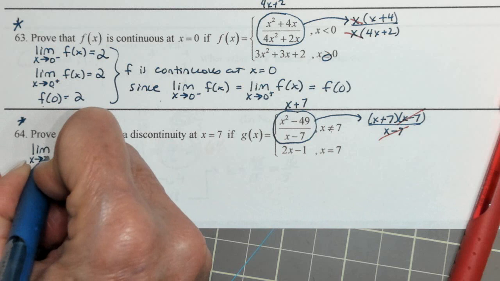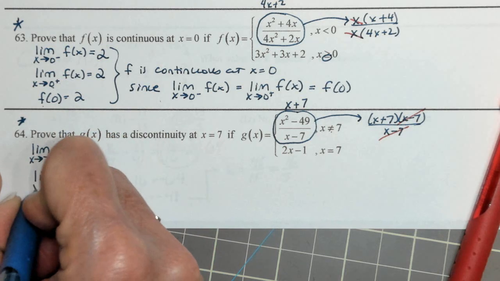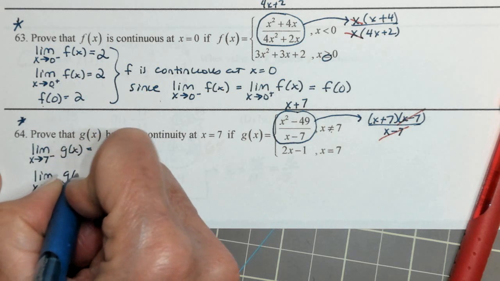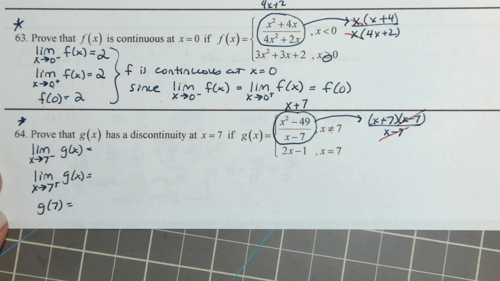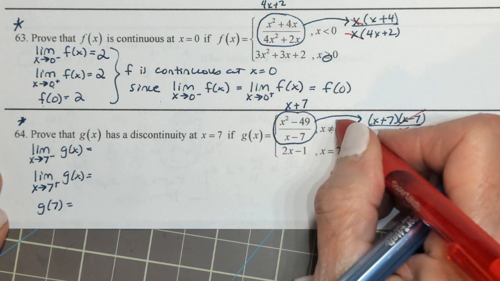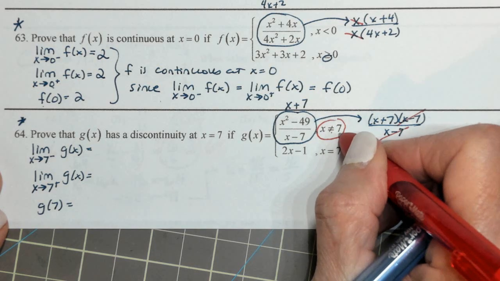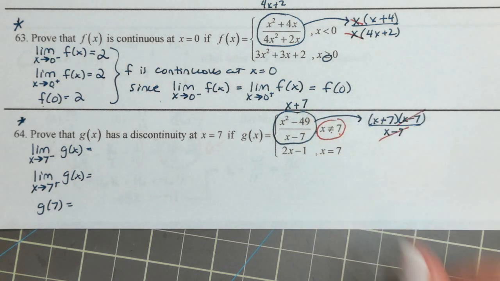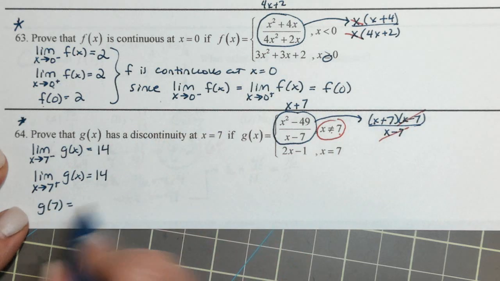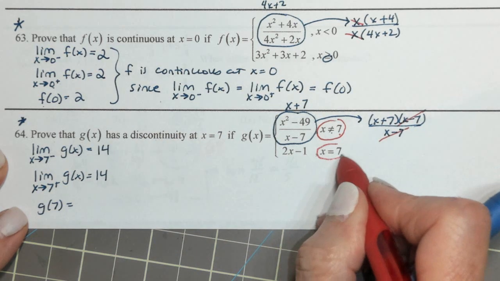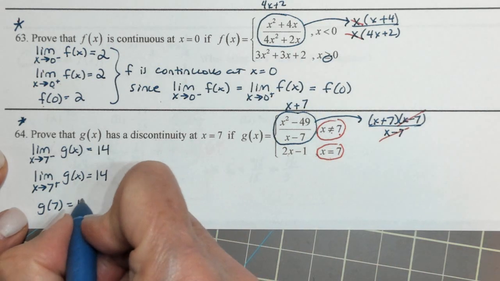Limit as x approaches 7 from the left of g of x. Limit as x approaches 7 from the right of g of x. And then g at 7. From the left and from the right, I'm using this piece. And either way, when we put 7 in for x, we get 14. So both of these are 14. G of 7, now I'm using this piece. G of 7 will be 14 minus 1, which is 13.